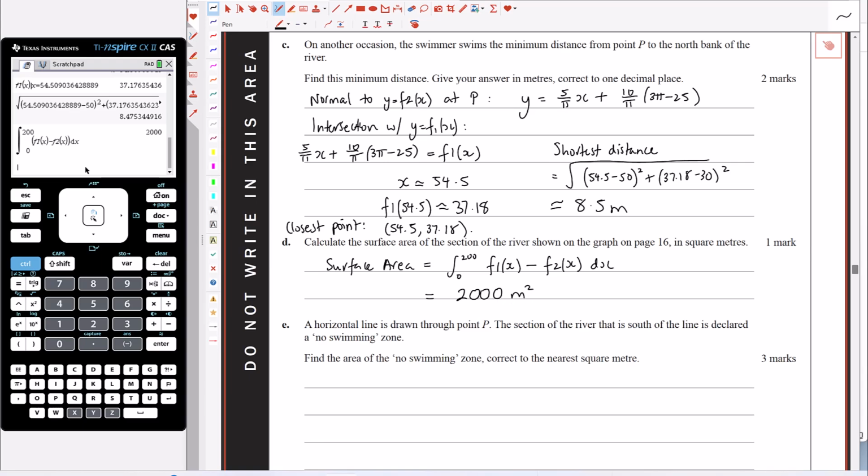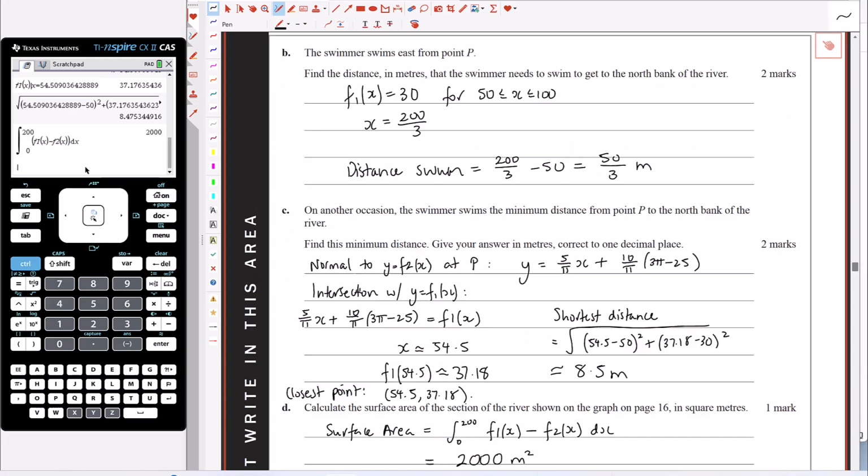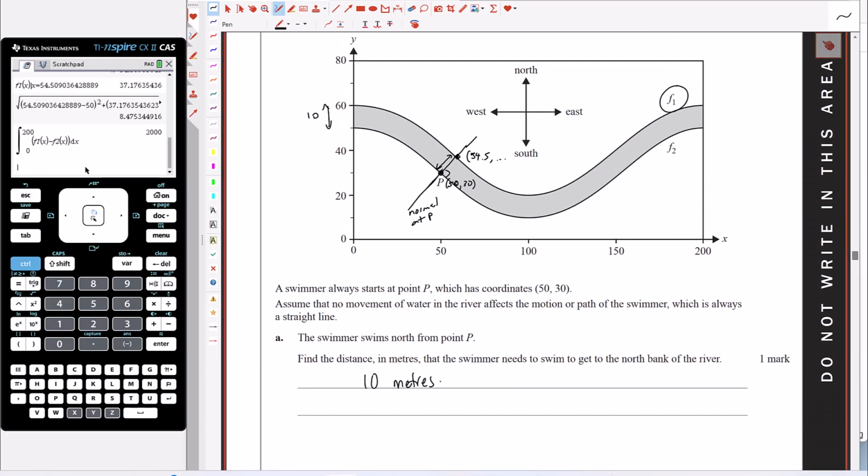A horizontal line is drawn through point P. The section of the river that is south of the line is declared a no swimming zone. Find the area of the no swimming zone correct to the nearest square meter. Okay, we're going to need to be a bit careful here, I think. Alright, let's draw this. So a horizontal line is drawn from point P. So we're going to draw a horizontal line. Okay, so all of this is the no swimming zone.